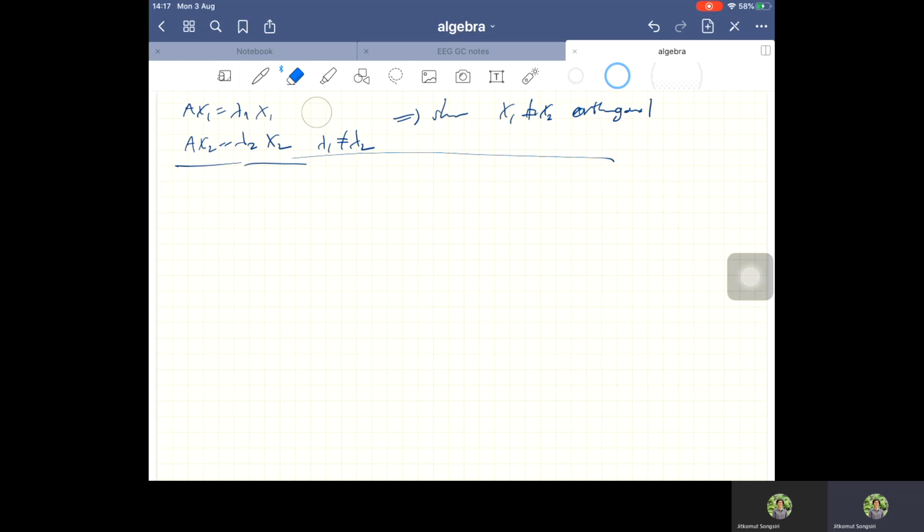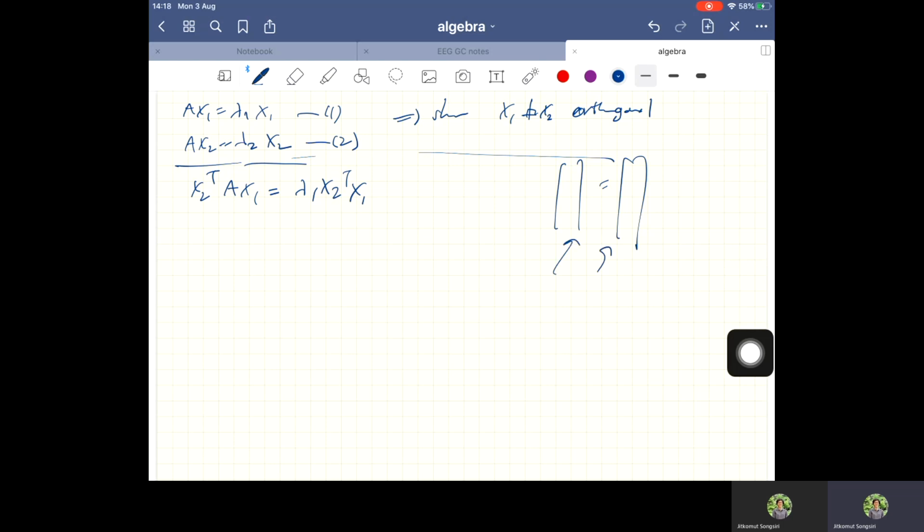I'm going to call this equation 1, and this equation 2. Now I'm going to multiply by x2 transpose on equation 1. Remember again that the eigenvalue equation is a vector equation. I perform an inner product with the vector x2 on both sides. That's going to turn into a scalar. Now this is from equation 1. On the following results, I'm going to multiply by x1 transpose, making the inner product with x1 on equation 2, and this is what I get.